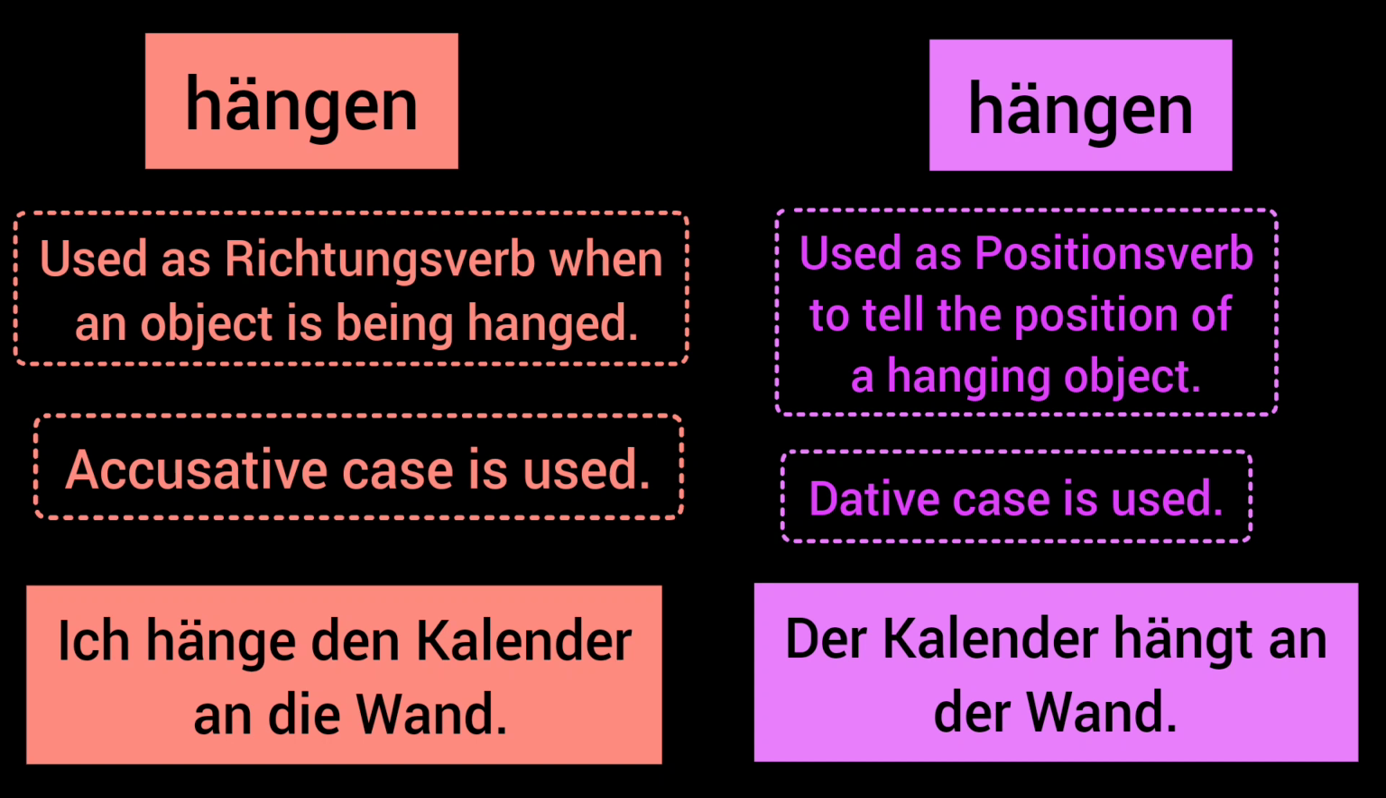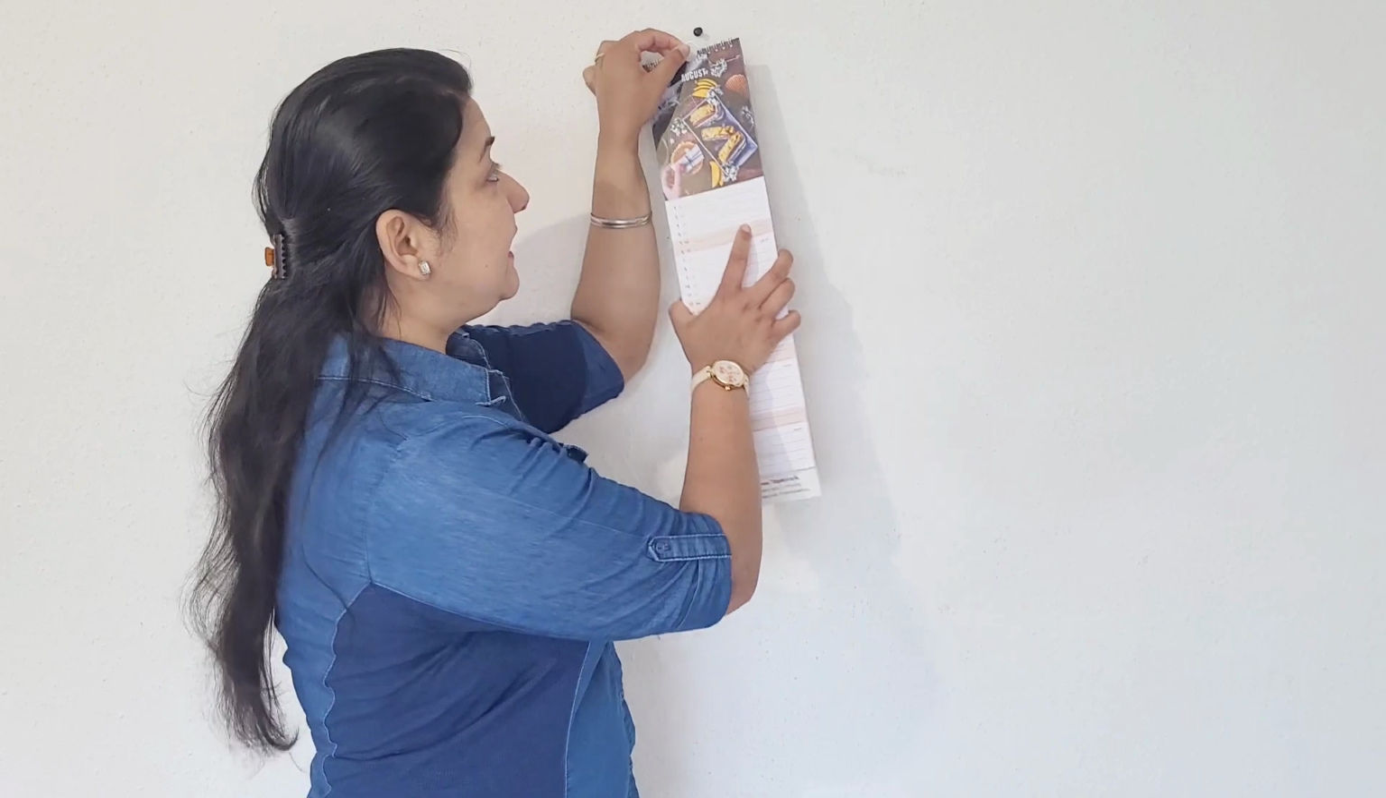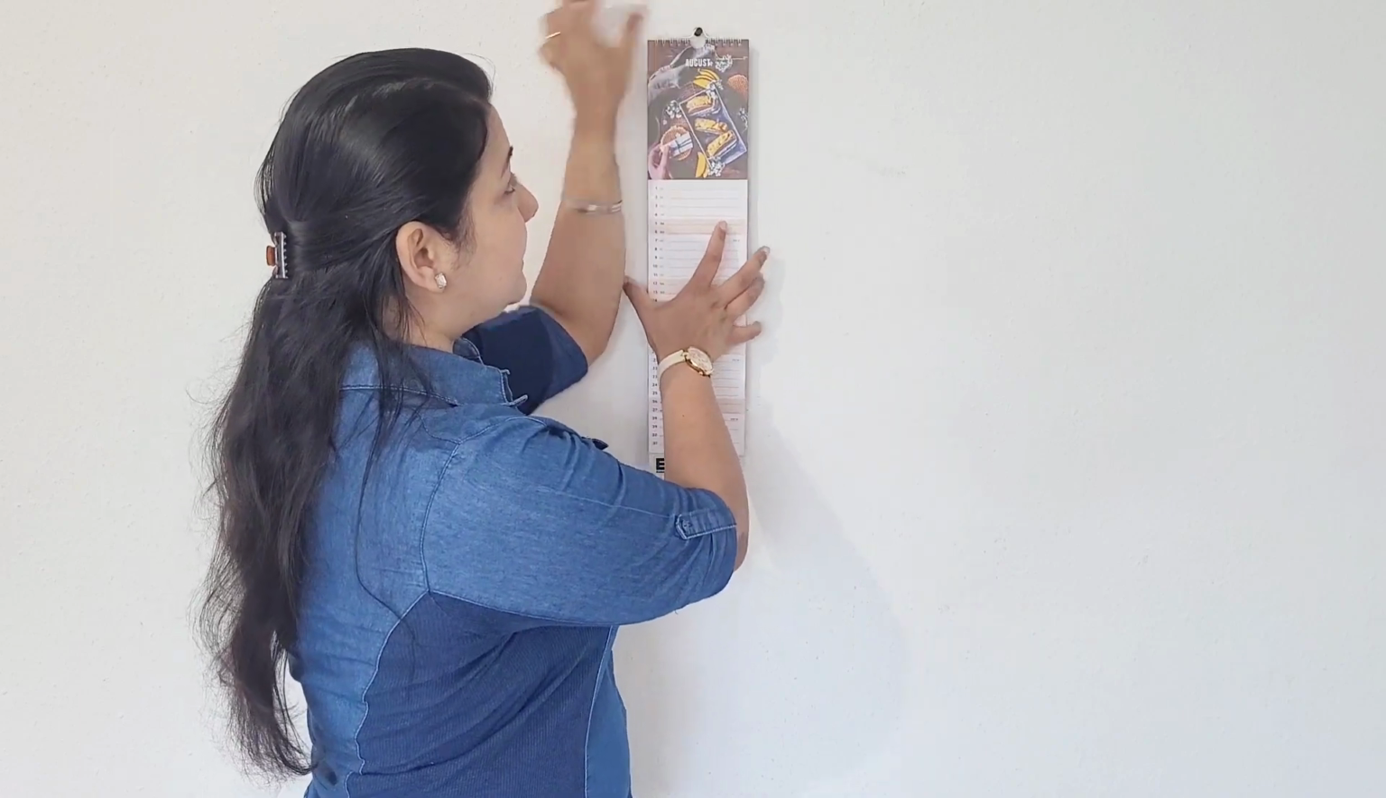There is no difference, unlike the verbs like stellen, stehen, legen, liegen, setzen, sitzen. But here, the verb remains the same, hängen, hängen, but the case becomes different. So, ich hänge den Kalender an die Wand. Der Kalender hängt an der Wand.